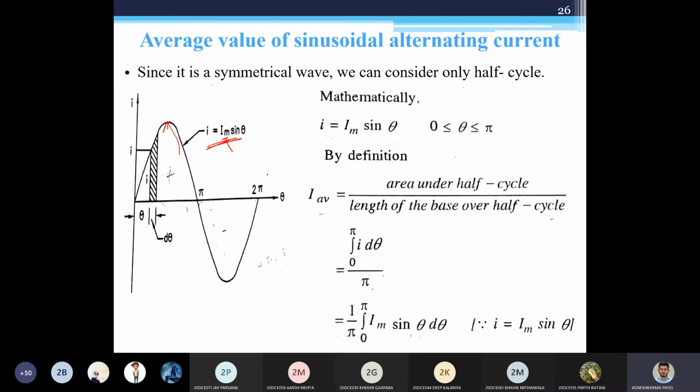This part is my Im. Okay, this is my Im, and sin theta is a time varying quantity. So at any point of time, instantaneously you can find I is equal to Im sin theta. And if you want to represent your wave in the form of a waveform, you can say I is equal to Im sin theta, where theta belongs to 0 to 2 pi.